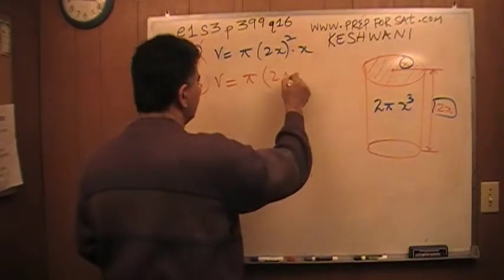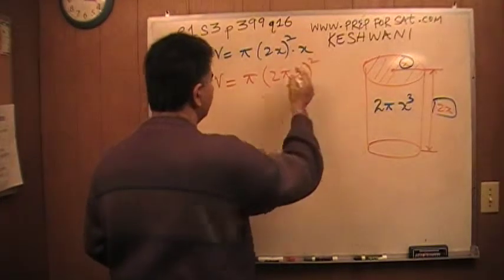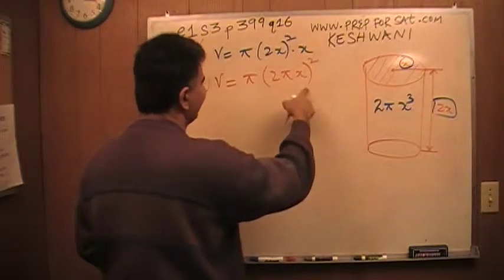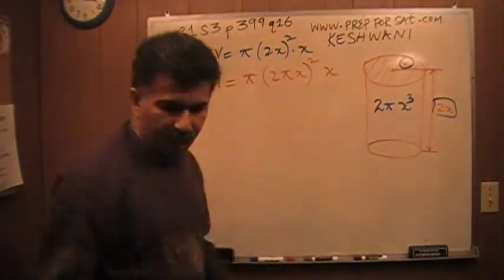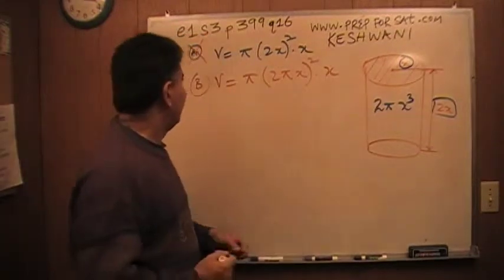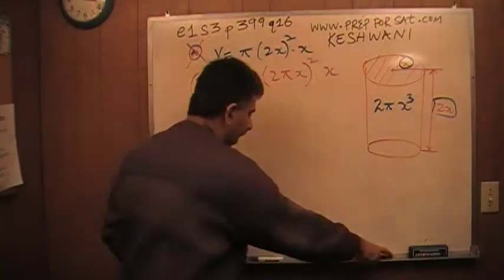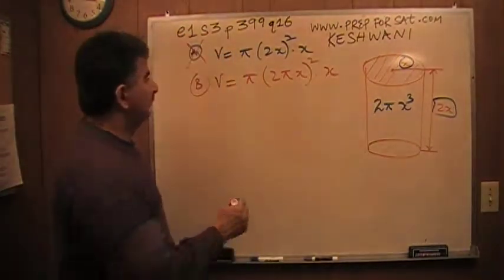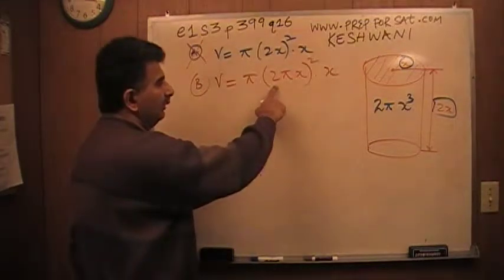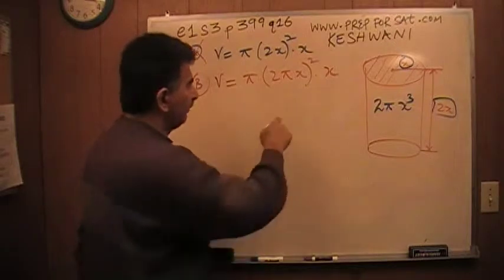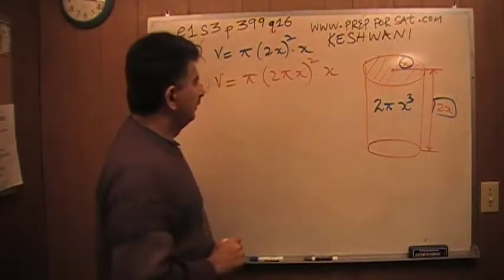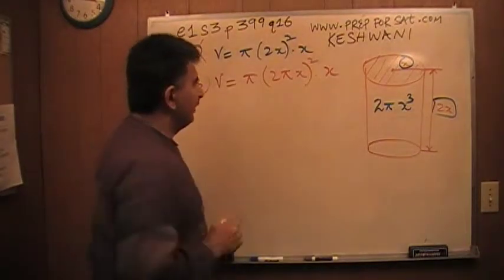Radius of 2 pi x squared, pi r squared, which is the radius, times the height of x. What's going to happen here? Well, let's see. When we open the parentheses, same problem. This 2 will become 4. But we have an additional problem. This pi will be squared, and we'll end up with a pi cubed in the answer choice.